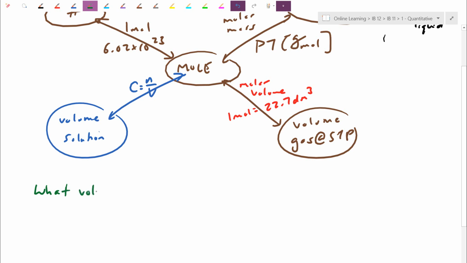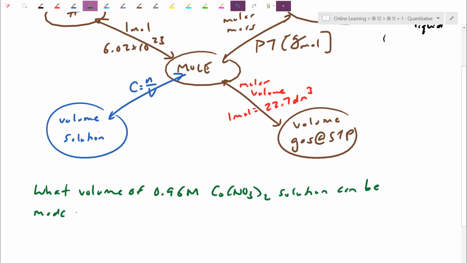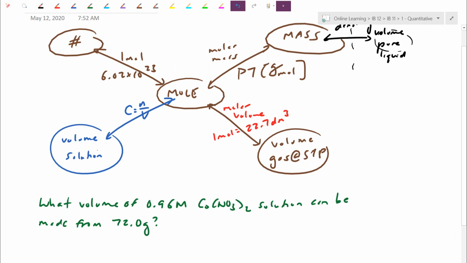What volume of 0.96 molar cobalt(II) nitrate solution can be made from 720, that's actually quite a lot. Let's do 72 grams. All right. So we have that question worded out here.